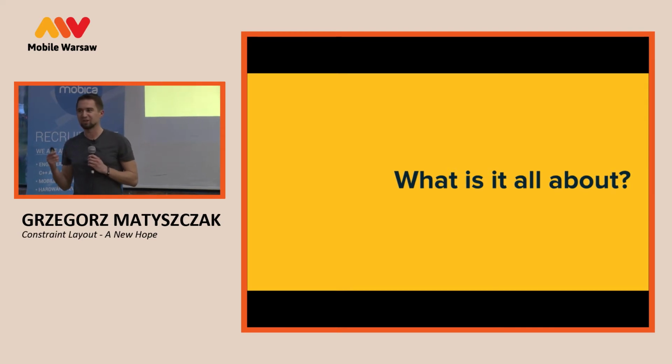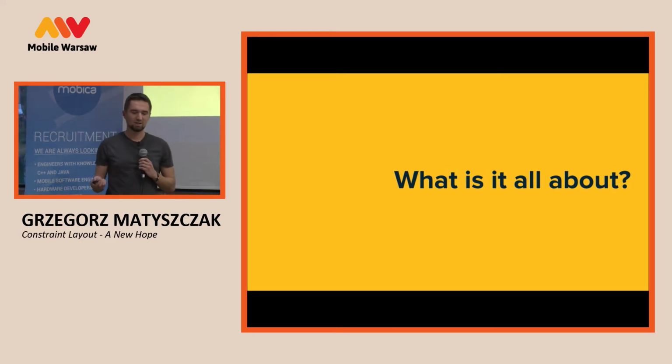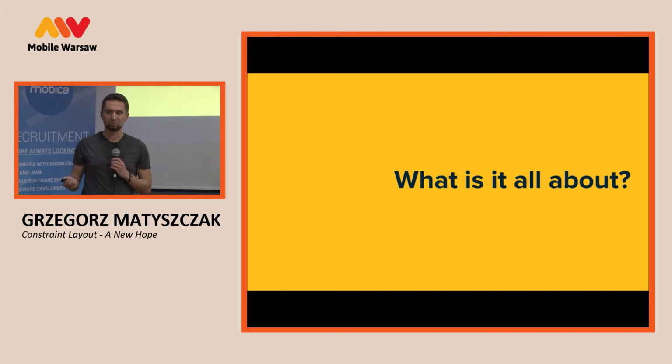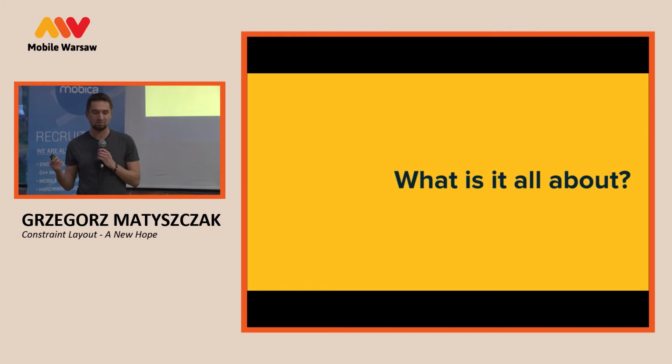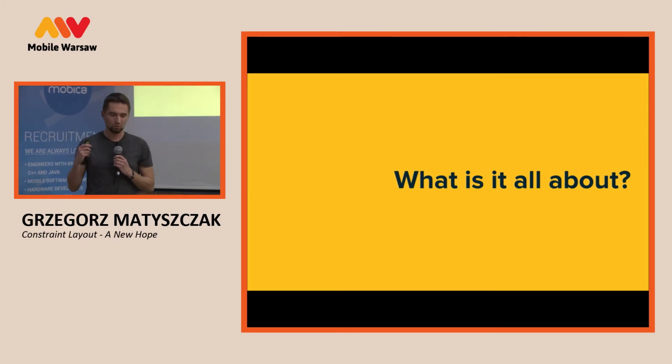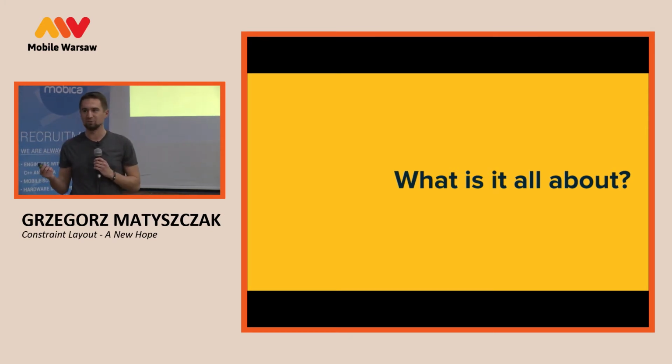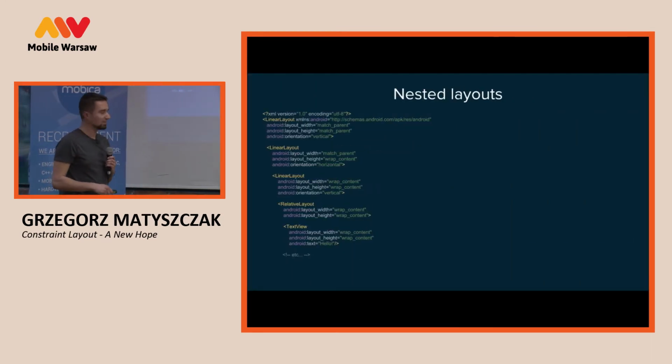What is it all about? We should consider a Constraint Layout as a library. And as we know, a library should solve some issues that we already have and make our life easier. So what issues do we have when we are building some layouts?